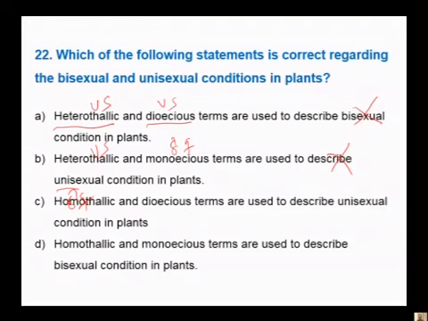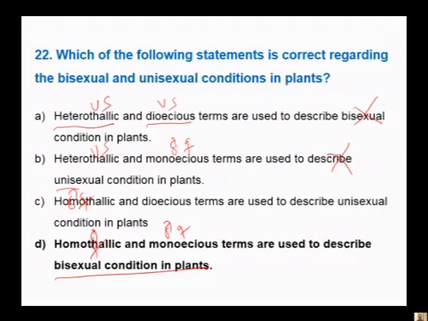Dioecious, it is unisexual. So unisexual is applicable only for dioecious but not for homothallic. Homothallic is a bisexual condition. Monoecious is also a bisexual condition. This is for bisexual with respect to the plant. Therefore, homothallic and monoecious terms can be used for the bisexual condition. Therefore, the answer is D.